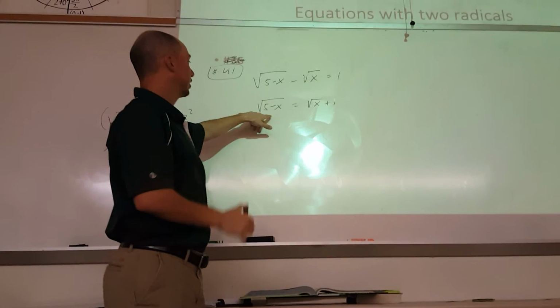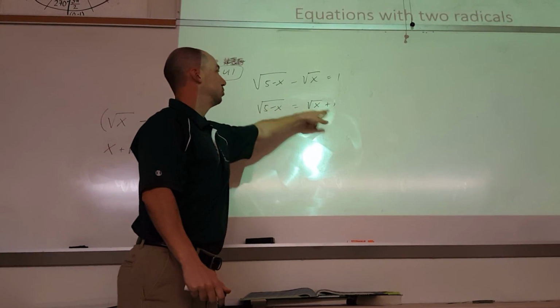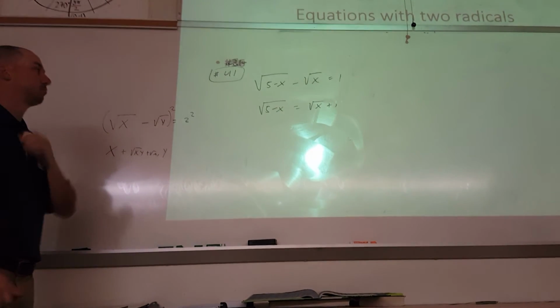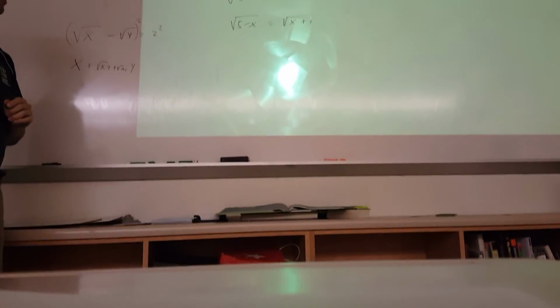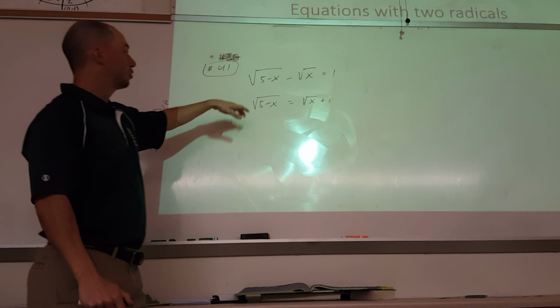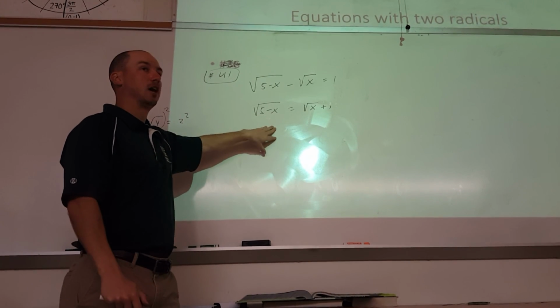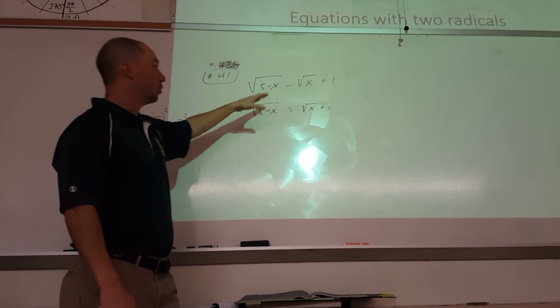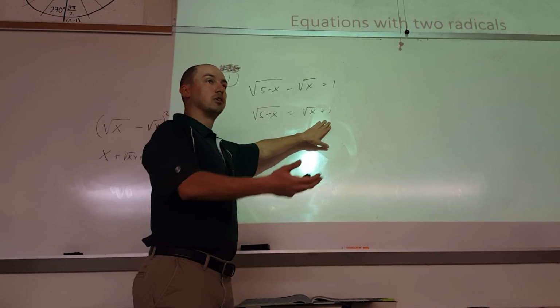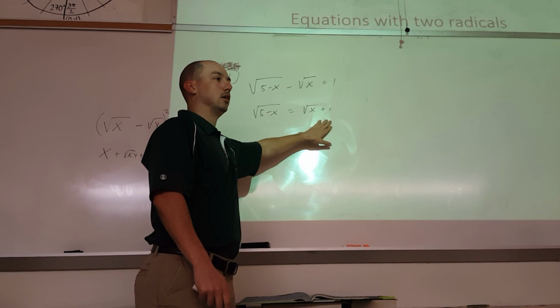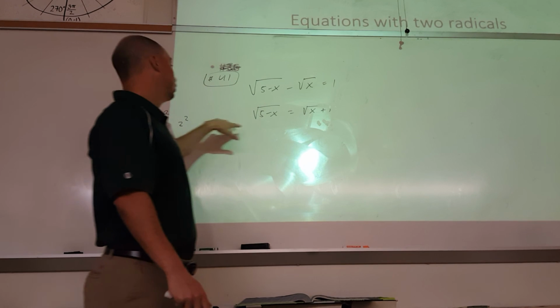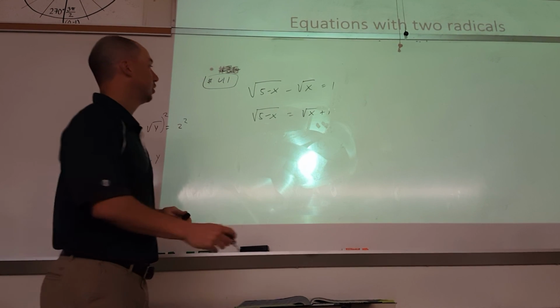So radical 5 minus x over here, radical x plus 1 right side. So now when we square the left side of the equation, we'll simply just get 5 minus x. That looks nice. When we square the other side of the equation, we're going to have to use the distributive property, but you should prefer to do it that way than to deal with 2 radicals at one time. So now let's square both sides.